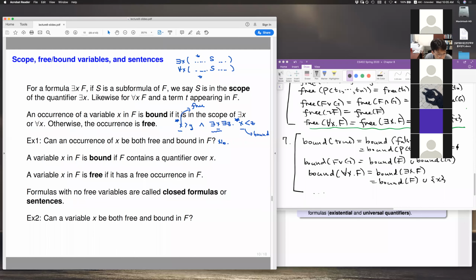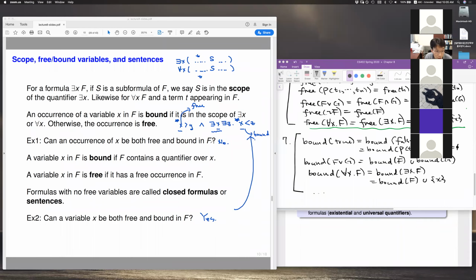So the last question that I asked: can a variable be both free and bound in a formula F? The answer is yes. And a concrete example is this one. If you look at this example, variable X has a free occurrence as well as a bound occurrence. According to the definition, this X is bound by this existential quantification. So X is both a free variable and a bound variable here.